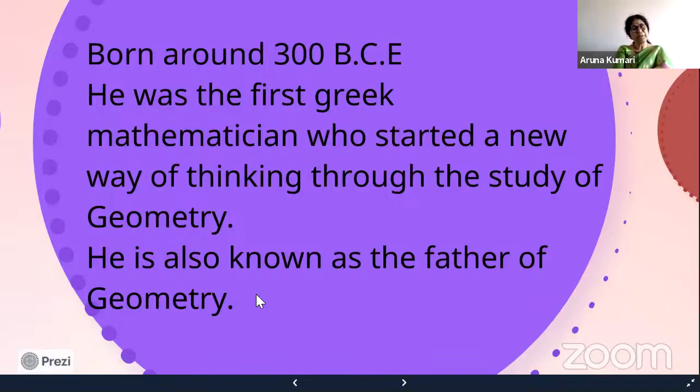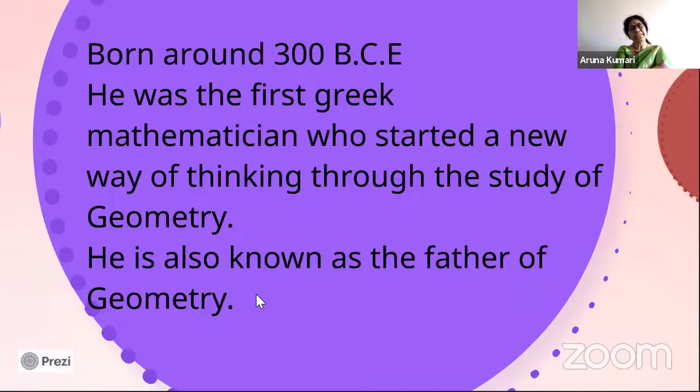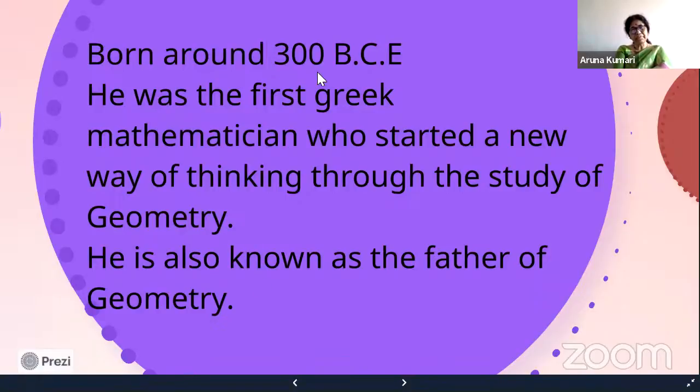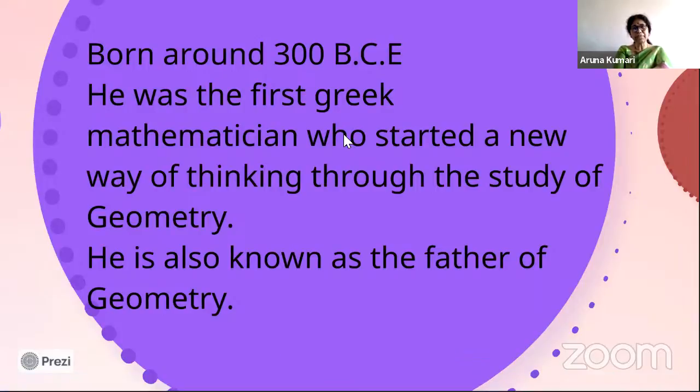This you must remember, students. Who is the father of geometry? Euclid is known as the father of geometry. From which country is he? He is from Greece. What is the time? 300 BCE was the time of Euclid. Okay, students, about Euclid, these three you must remember, but not only these three.